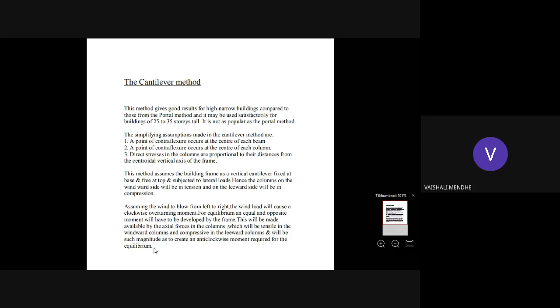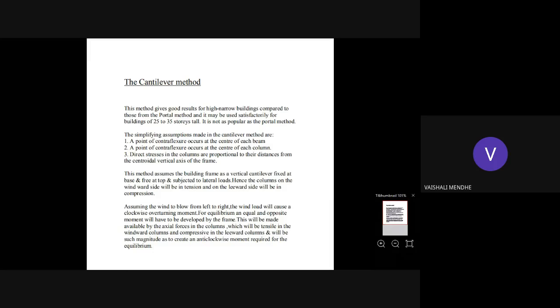Equilibrium of the frame should be satisfied whatever the lateral load acting on the frame. If you assume the wind to blow from left to right, the wind load will cause a clockwise overturning moment. That we will see while considering the problem. So for equilibrium, an equal and opposite moment will have to be developed by the frame. How will this be possible?